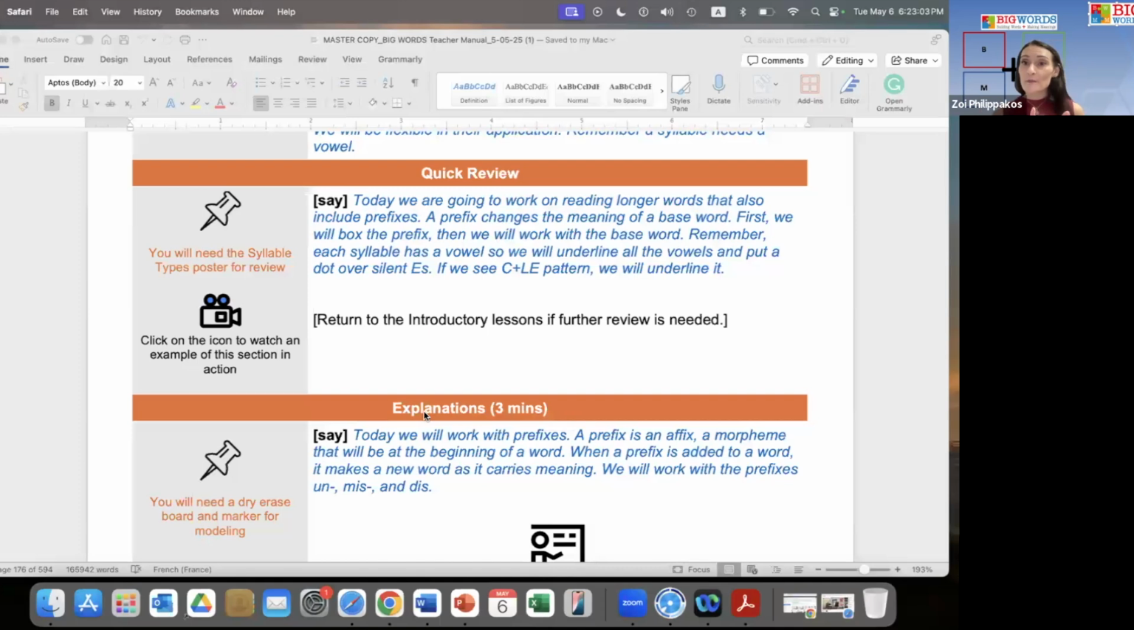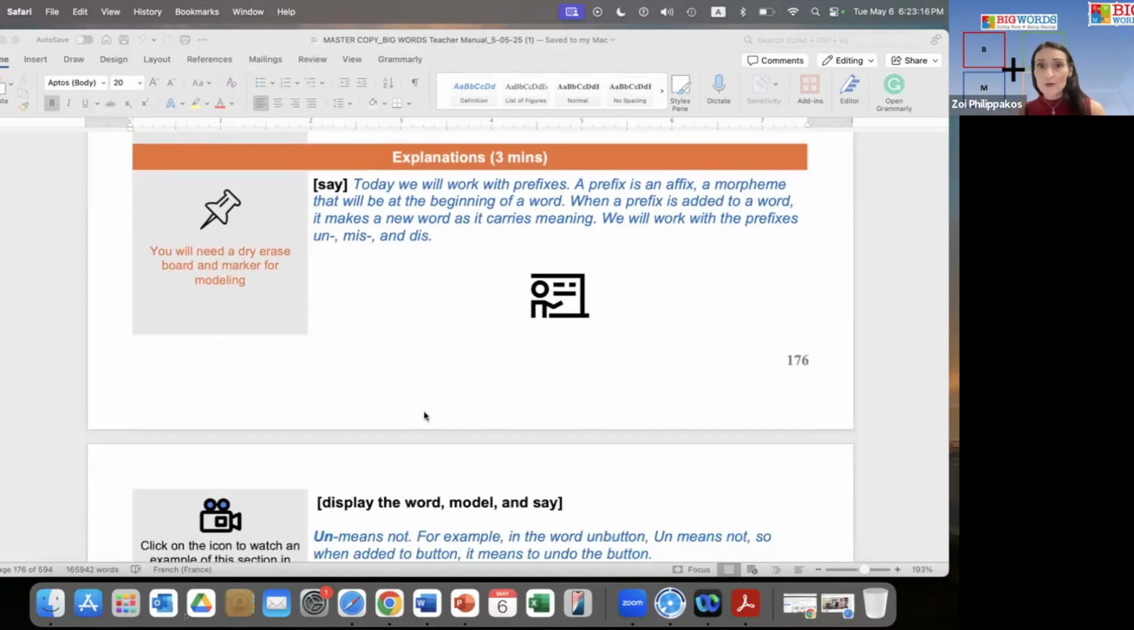Then we will work with a base word. Remember, each syllable has a vowel, so we'll underline all the vowels, put a dot over the silent E's, and if we see a consonant-LE pattern, we will underline it. Today we'll work with prefixes.